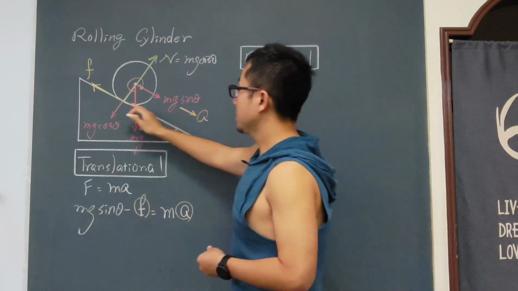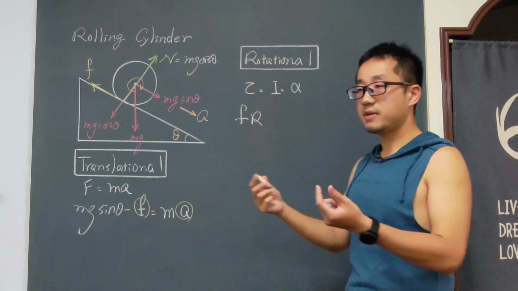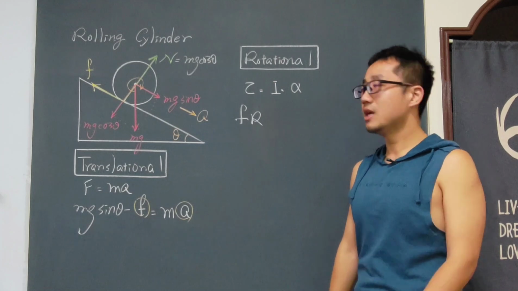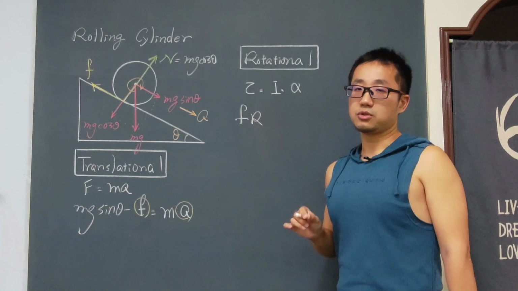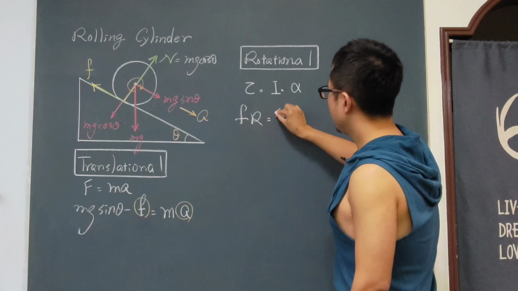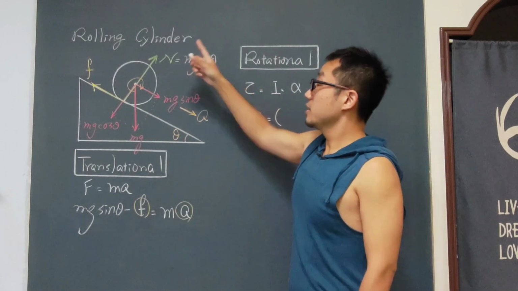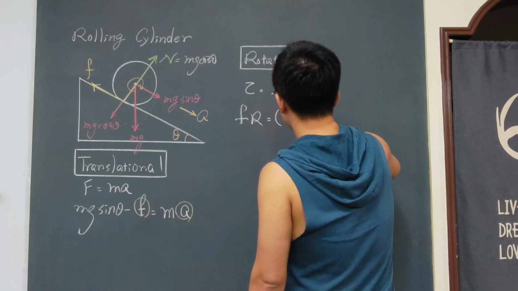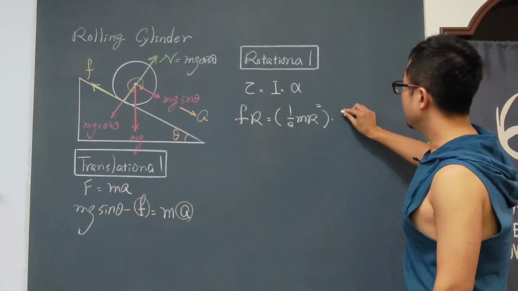And the net torque is caused by the static friction. So F times R is the net torque, since gravity and the normal force pass through the center of mass. So the static friction is the only force that causes the torque that accelerates its rotation. And it is equal to I times alpha. And this is one thing that you need to memorize: the moment of inertia for a cylinder is 1/2 mr squared, times the alpha.